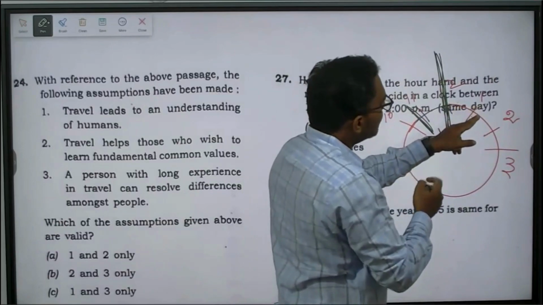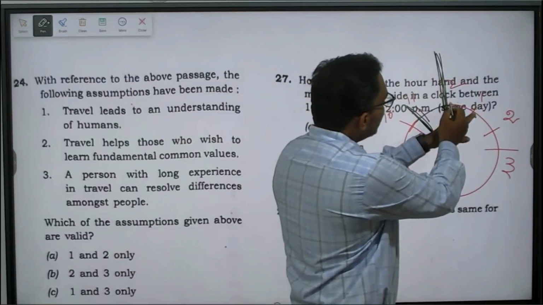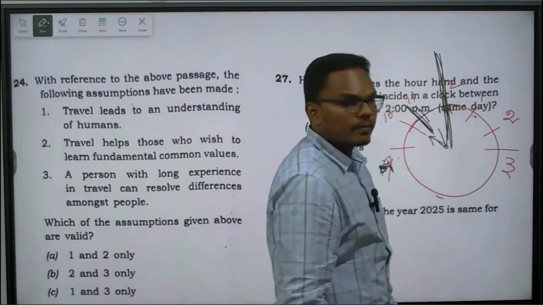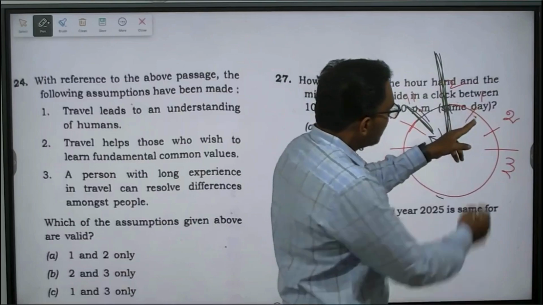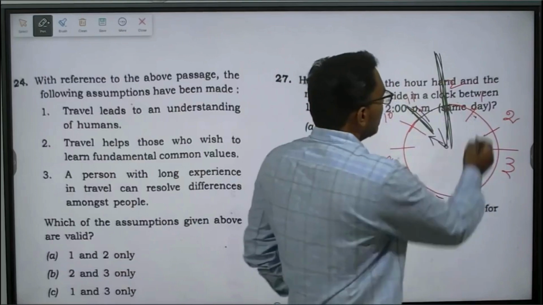Now when it becomes slightly later, around 1:18, again this minute hand will cross your hour hand, and then it will come back again by the time it is 2 o'clock. So, 3 times.